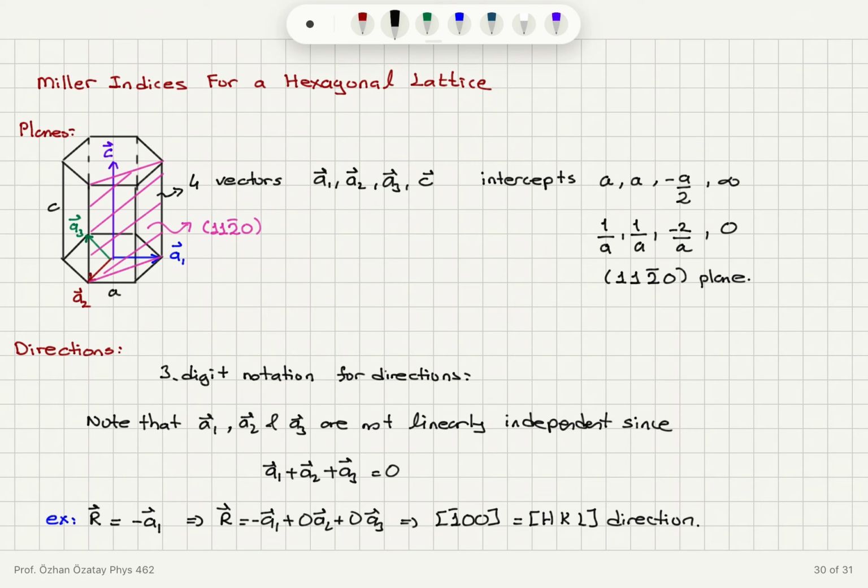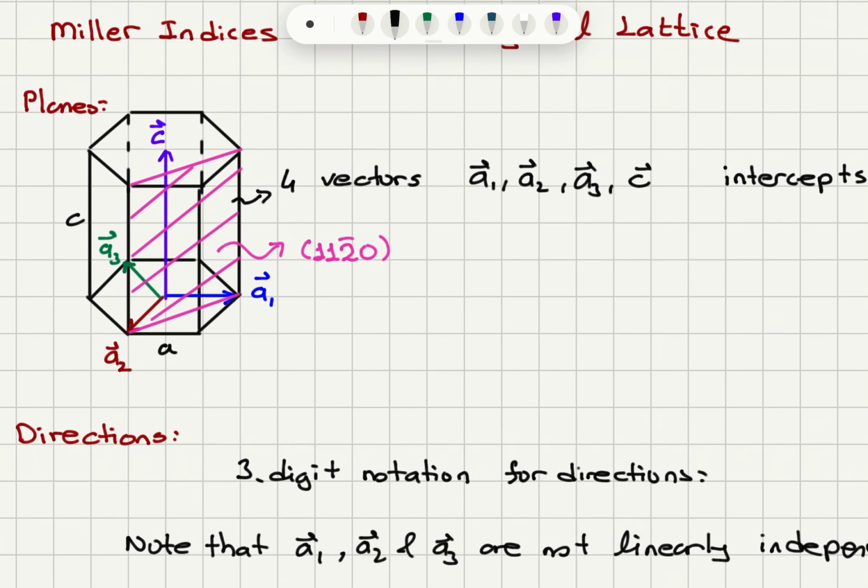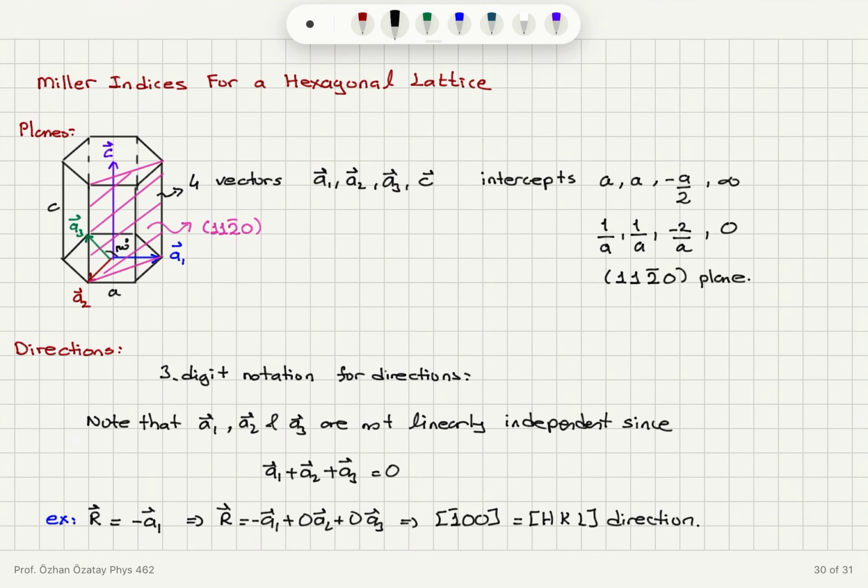Okay. Now, last but not least, let's talk about Miller indices for the hexagonal lattice. Well, there I can talk about 4 basis vectors, a1, a2, a3. Those are at angles of 120 degrees with respect to each other, so all these angles are 120 degrees. And there is the c vector, which is the vector that points from the middle to the top of the hexagon. So we have 4 vectors.